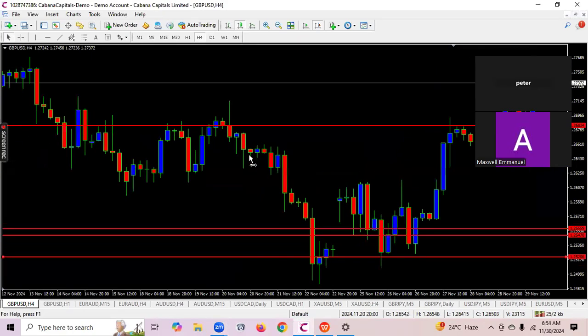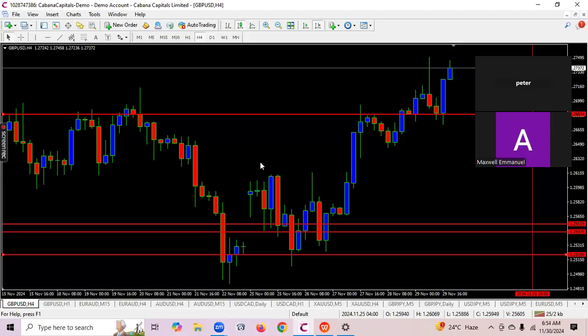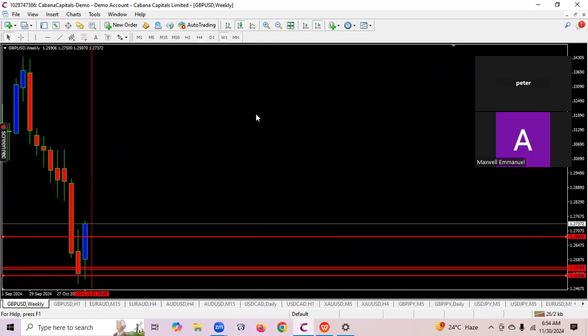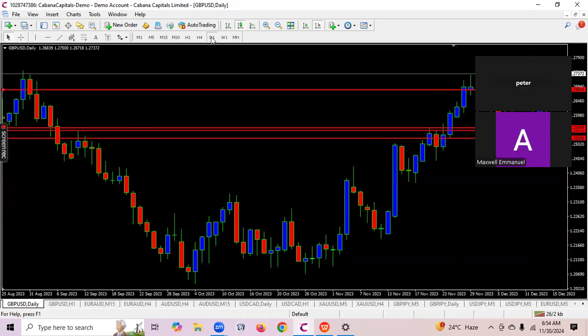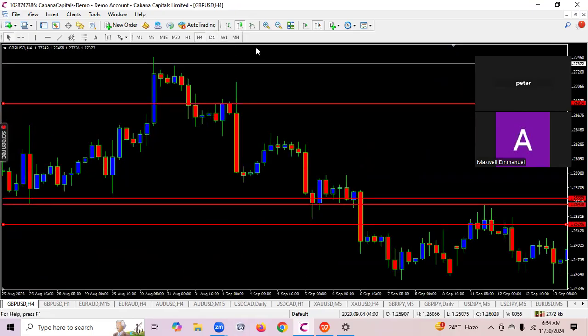Now, this chart we're looking at is a 4-hour time frame. Let's talk about the different time frames. You have from the monthly down to 1 minute. You can use the monthly chart for your analysis. That's the higher time frame. You have the weekly, the daily, the 4-hour time frame, down to the 1 minute time frame. So we are currently on the 4-hour time frame.